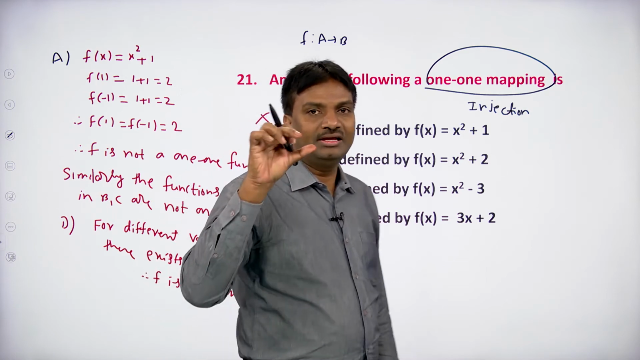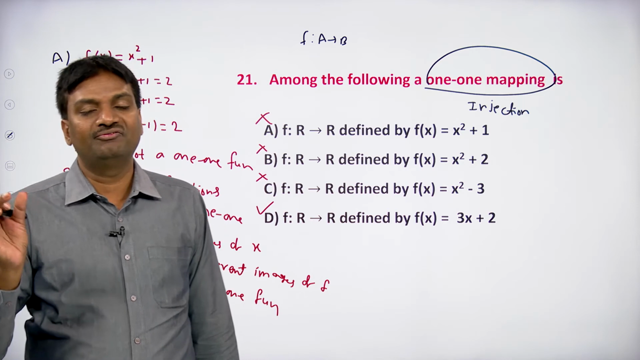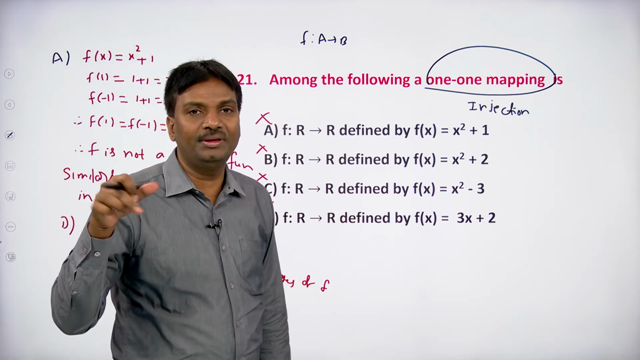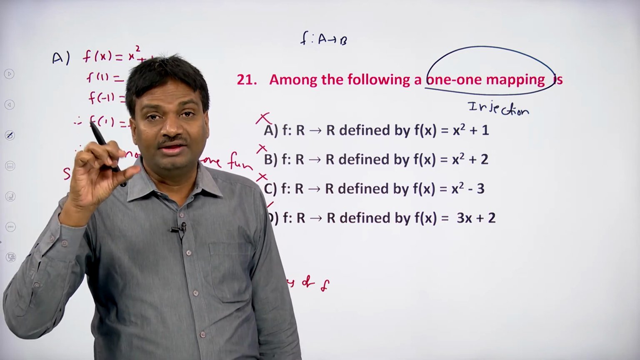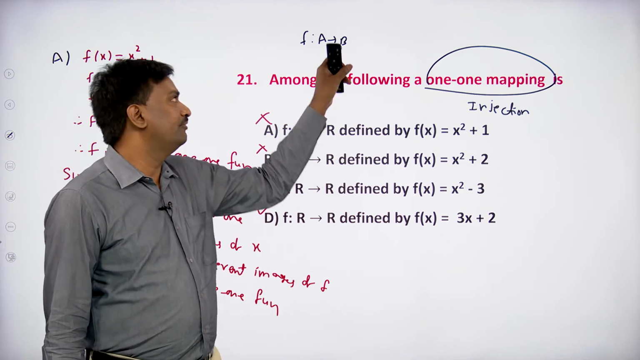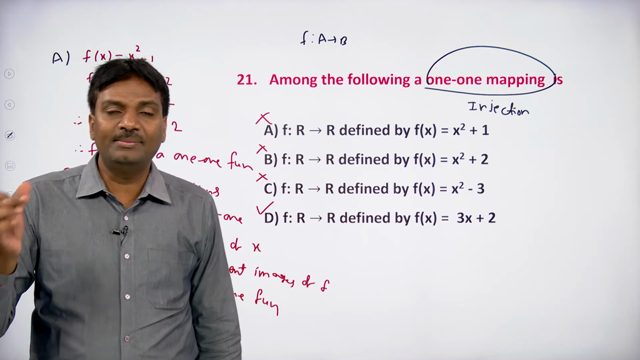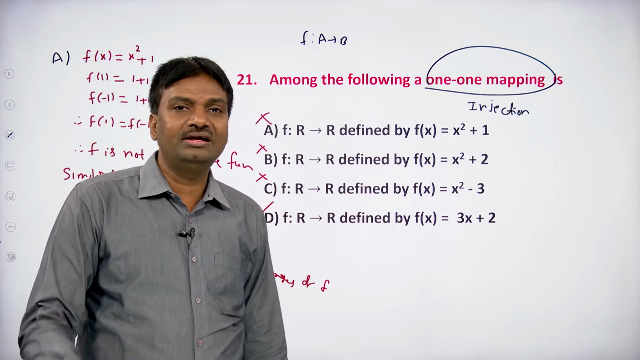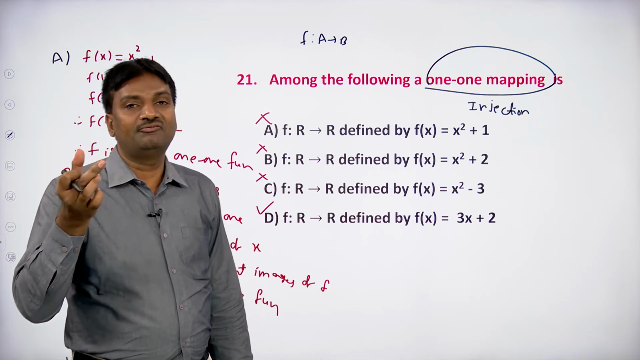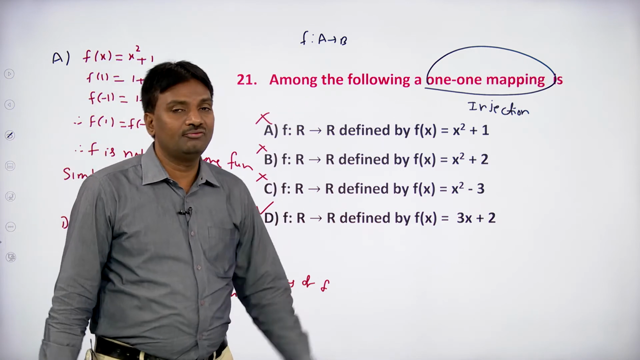To check whether a function is 1-1 or not, according to the definition of a 1-1 function, a function f maps A to B is said to be a 1-1 function if for different elements of A, we must have different images in B. If different elements of the domain A have different images in the codomain B, then we can say f is a 1-1 function from A to B.